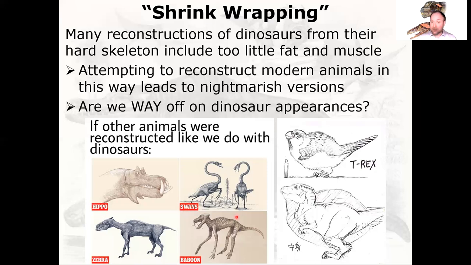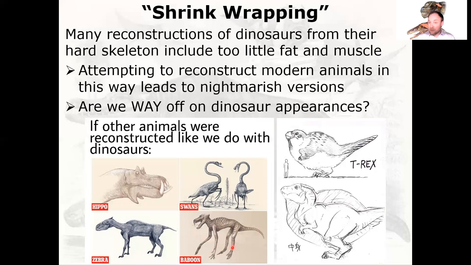If we were to try to reconstruct a swan from the fossil record without the luxury of having seen a swan with all of its muscle, all of its fat, all of its plumage, all of its organs, all of its soft tissues, all of its feathers, this is what we might come up with. And the baboon is probably the most nightmarish of all, a crazy alien looking thing with these very prominent fangs. Again, in baboons, the lips cover over the really vicious mandibles. And you see they're very tightly shrink wrapped on here.